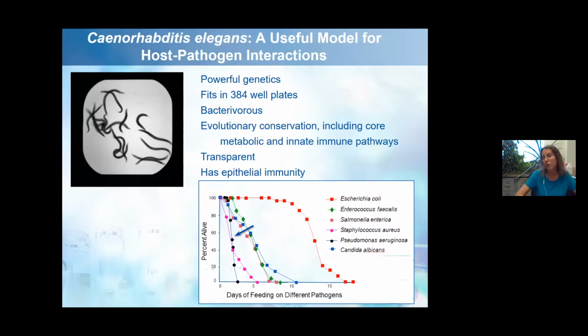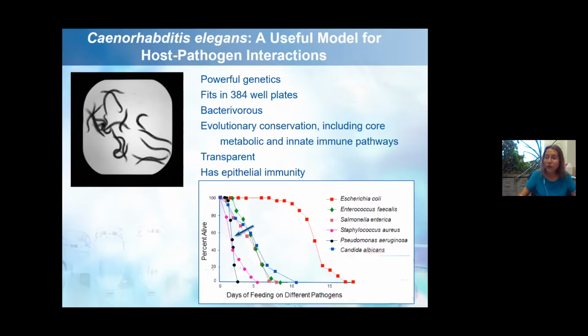Worms have powerful genetics, both forward and reverse. Also, their size allows them to easily fit into multi-well plates, enabling high throughput applications. Worms are bacteriivores. Normally, we feed them E. coli, but if we want to develop a pathogenesis assay, then we just need to find a suitable media and substitute E. coli with a pathogen of interest.